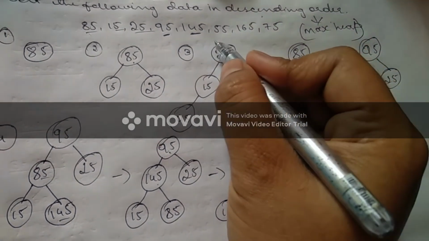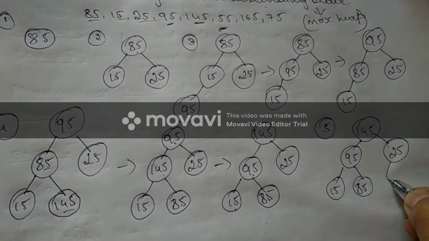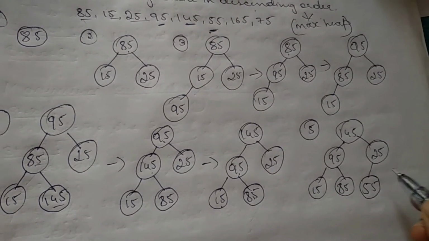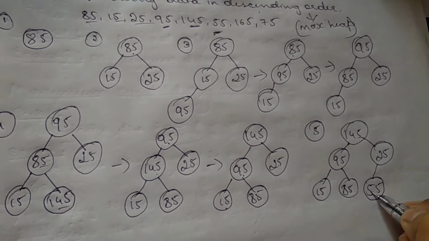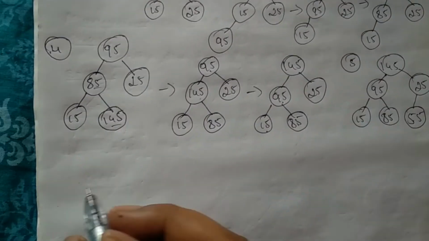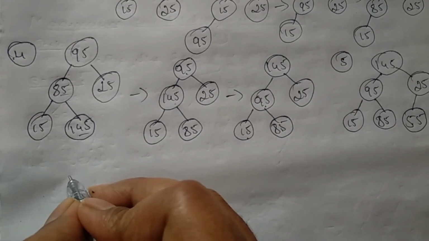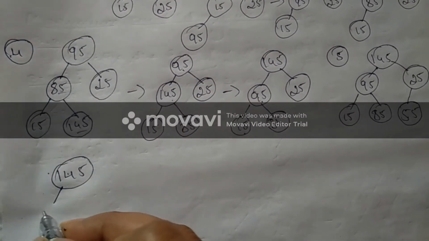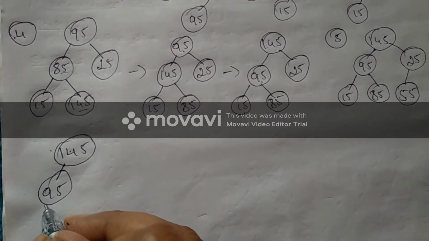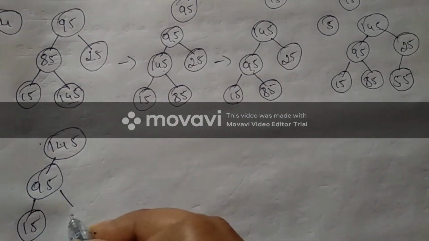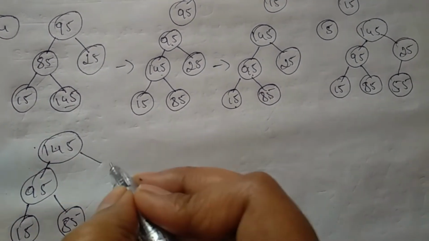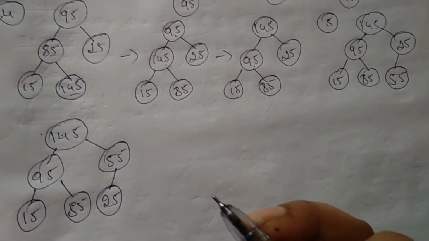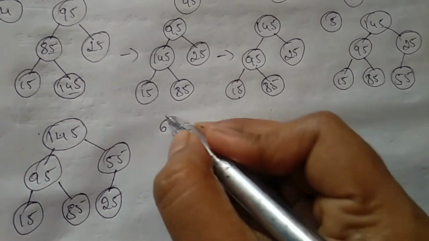Which is the next element to insert? It is 55. Towards the left of this one I'll insert 55. Again, it is not satisfying parental dominance, since 55 is greater than 25. So what I'll do: 145 and 95 I'll write as it is, then 15 and 85 I'll take as it is. In place of 25, I write 55. Towards the left, I'll take 25. Next, 6th step.